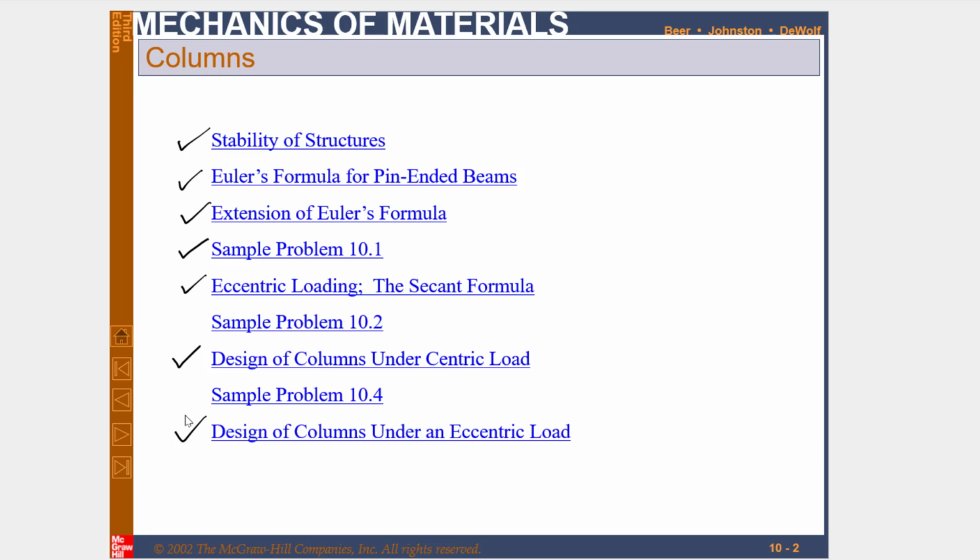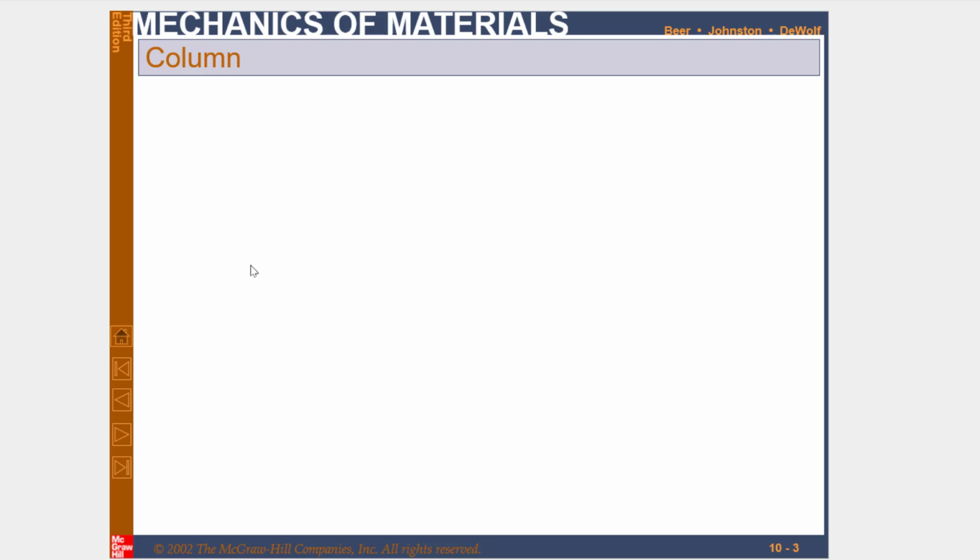So this lecture will be all about the columns. Okay, so before starting this lecture, let me explain what is column. So column is a structural member. It can be either horizontal or it can be vertical, but mostly they are vertical members.